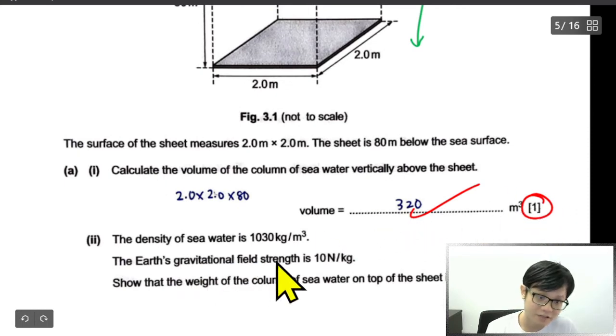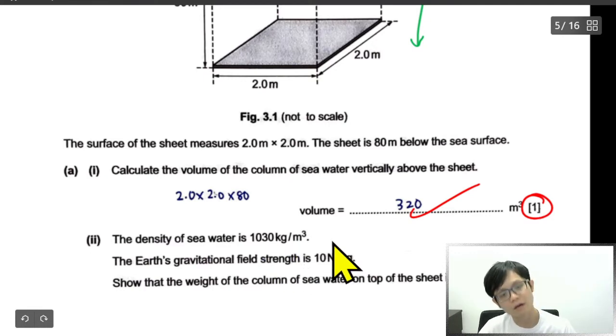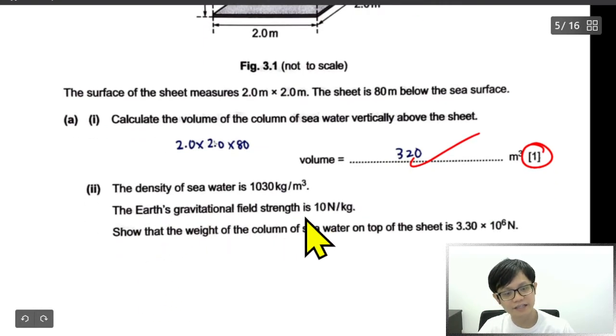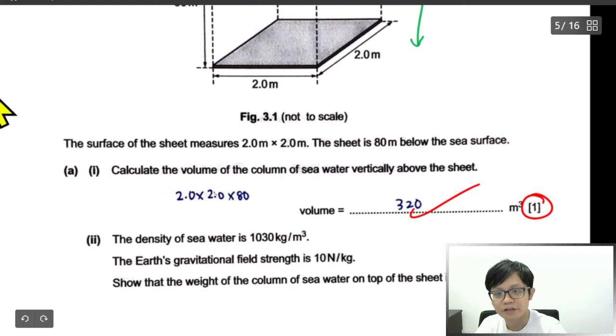The density of the seawater is 1030. The density of distilled water is 1000. But because it's seawater, there is 30 kilograms of salt in 1000 kg of water. The Earth's gravitational field strength is 10. Okay. Show the weight of the column of sea on the top. Means you want to show the pressure. Find for me the pressure on the sheet.